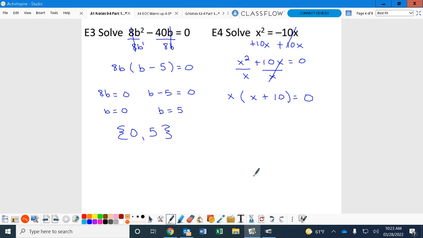Okay. The last step is to tell me what would make each of them equal to 0. So we set the x equal to 0. Guys, do I need to solve that? It's already x equals 0. It's done. That one's easy. The other one is x plus 10 equals 0. And guys, what would it be equal to if you move the 10 to the other side? Negative 10.